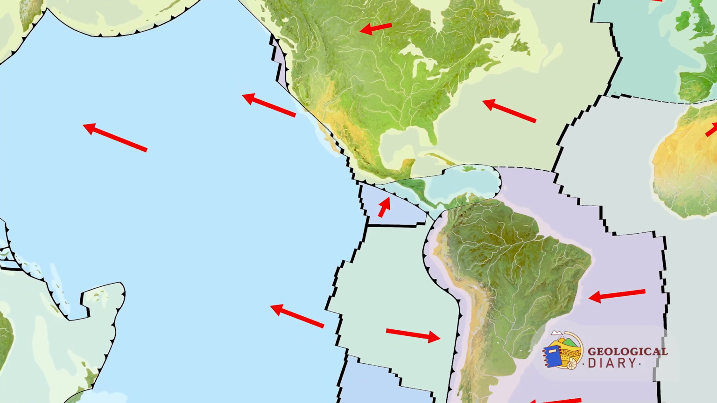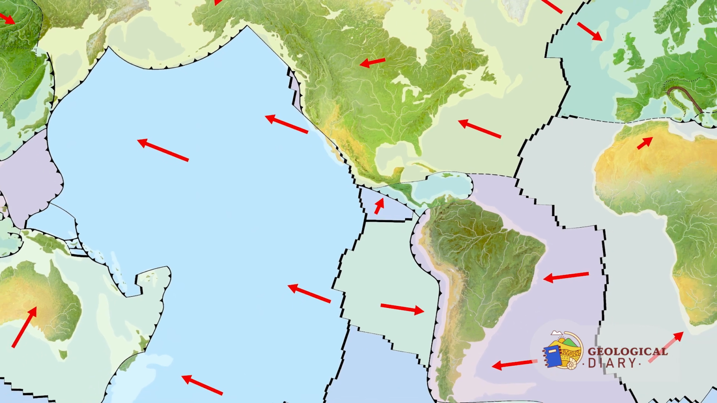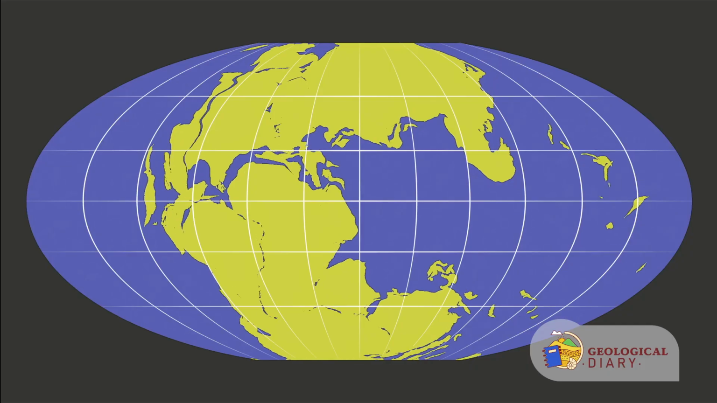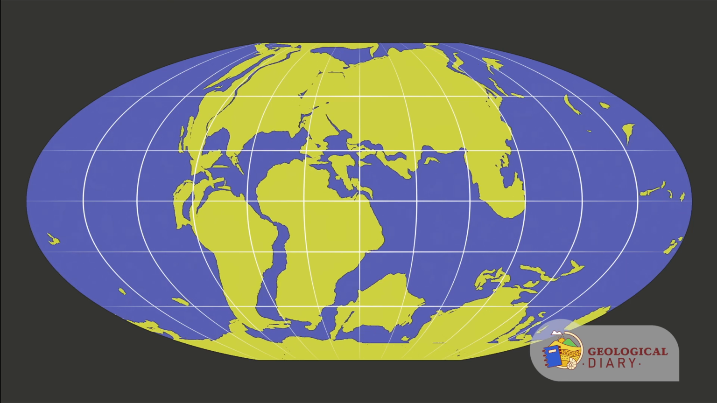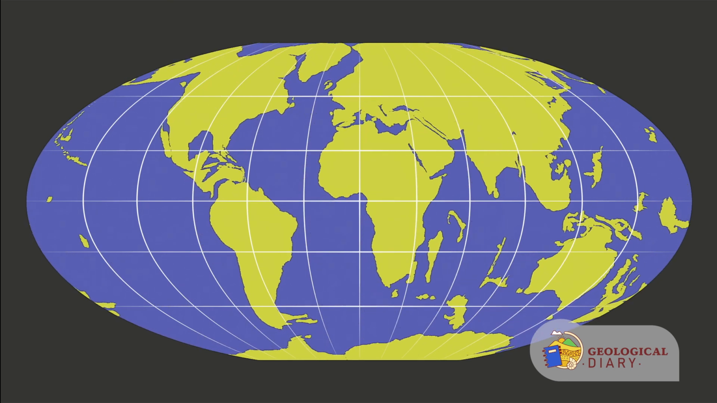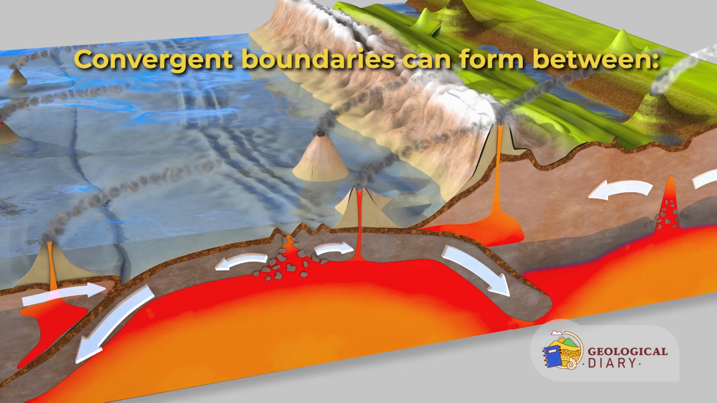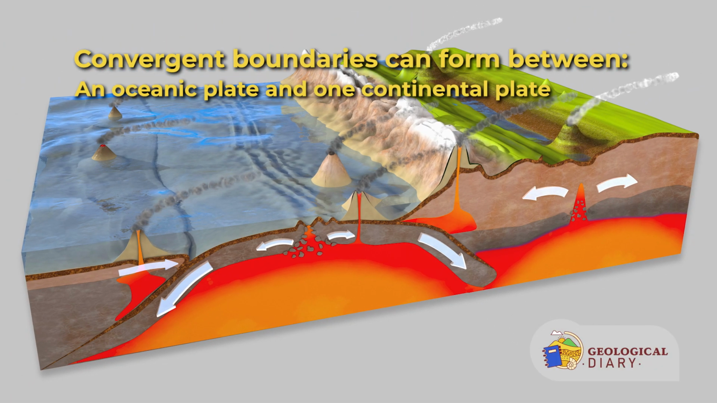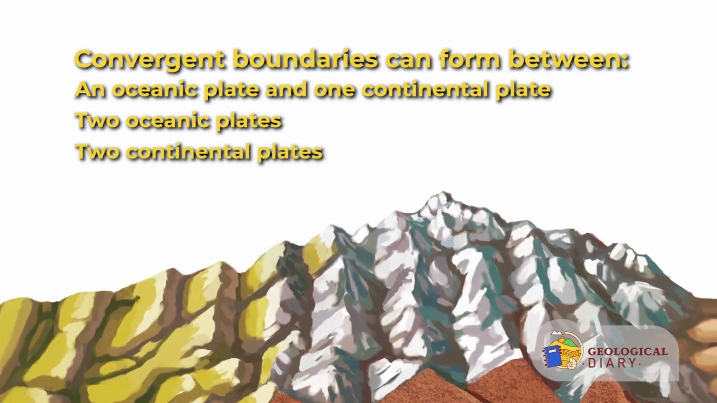We say that it is a modern analog because it gives us an idea of how the Atlantic Ocean may have looked in its infancy following the breakup of Pangaea, a topic we discussed in the video on continental drift. I will place the link in the description below. Convergent boundaries can form between an oceanic plate and one continental plate, two oceanic plates, or two continental plates.